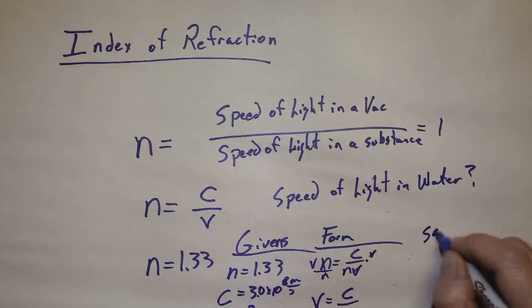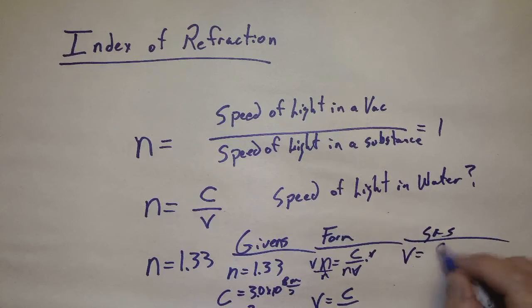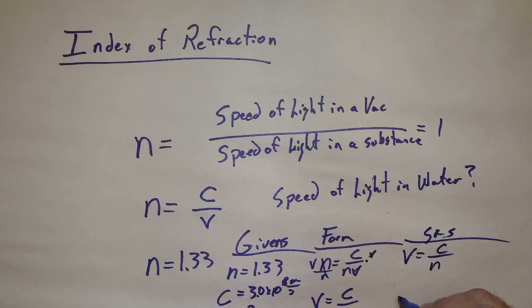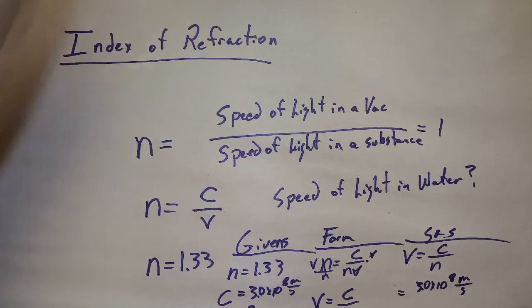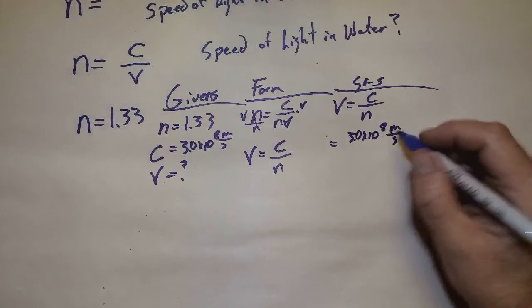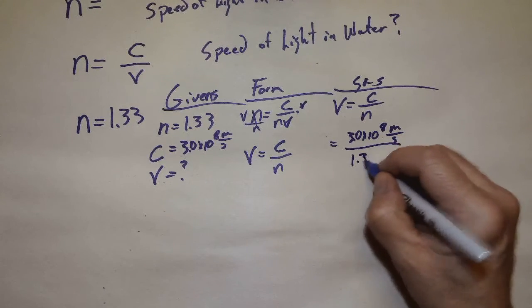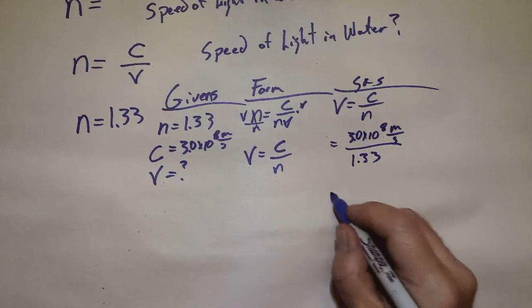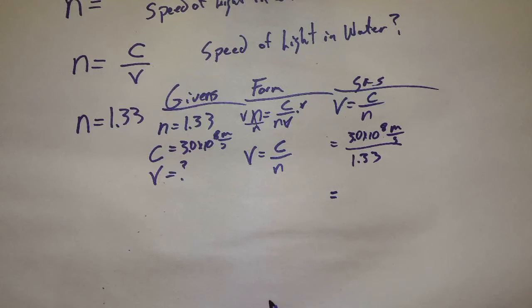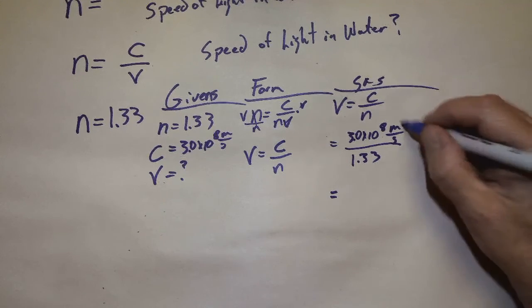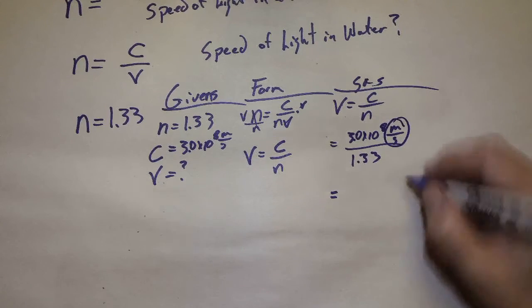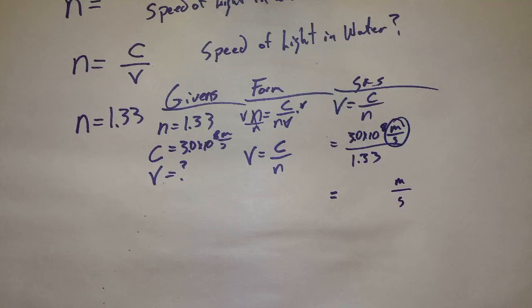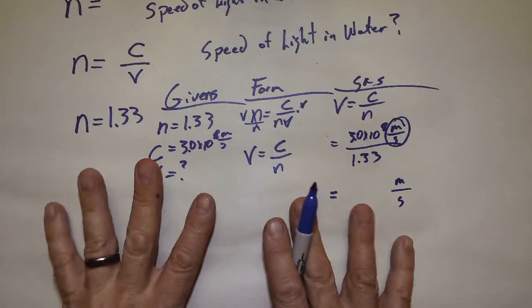Good. So let's go to substitution and solution. v equals c over n. And you can see this is pretty straightforward. 3.0 times 10 to the 8 meters per second, divided by 1.33. That's all there is to it. Little calculation. You tell me what that equals. But that's the speed of light in water. You can see the units are carried down because there's no units to cancel out there. And that's how you'd find the speed of light in water, or the speed of light, dare I say, in anything.